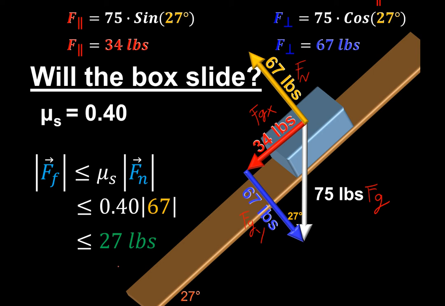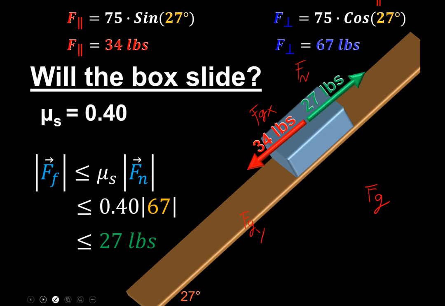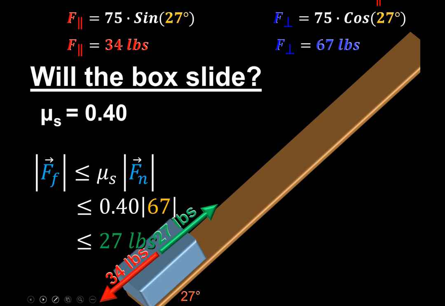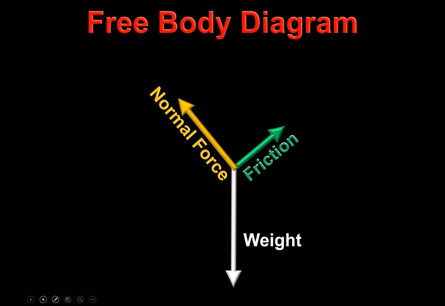And so if that 34 overcomes 27, which it does, then the object would be, so that's all extra stuff. So this overcomes that, so guess what? It does move. And again, you have your weight, which is just another force of gravity, your force of friction, and your force of normal.